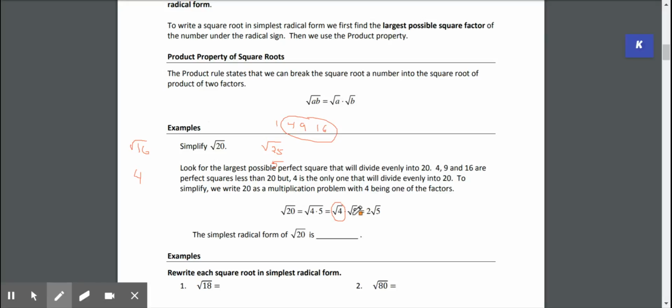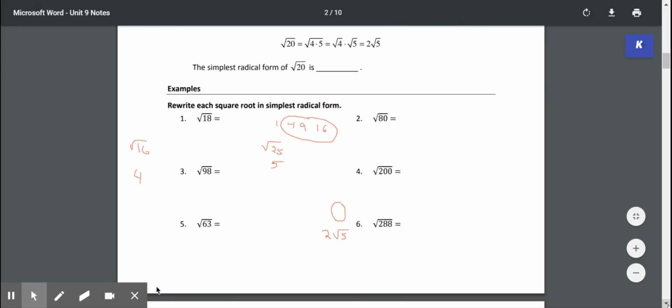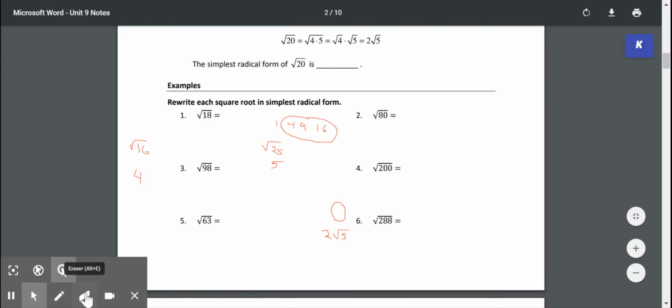The square root of 5 we can't take. It's not a perfect square. It's actually trapped between 4 and 9 and wouldn't be divisible by either of those. So it's actually a prime number. You can't break it up any further. So the simplest radical form of square root of 20 would be 2 times the square root of 5. Okay, 2 times the square root of 5. All right, now let me take a look at some practice problems here, and I'll walk through some of them with you.